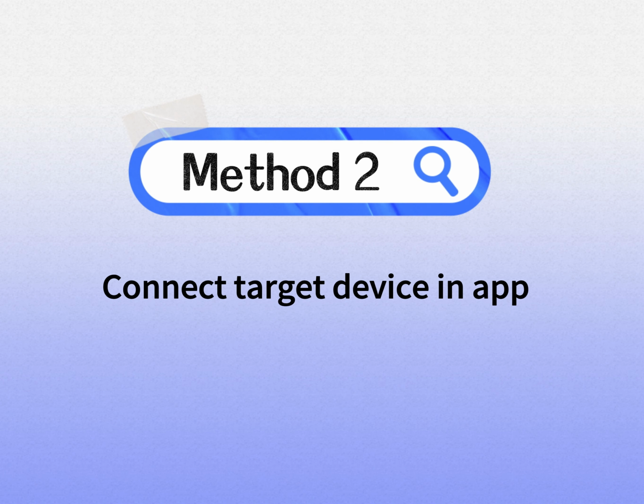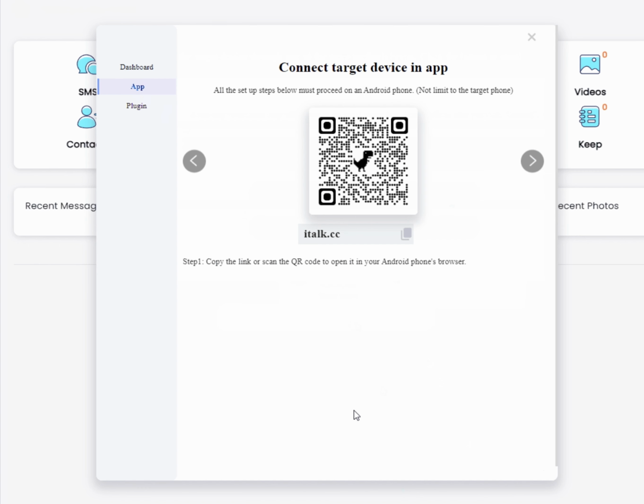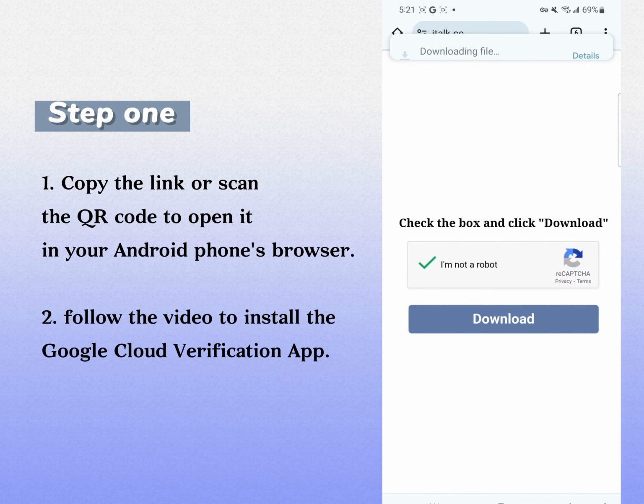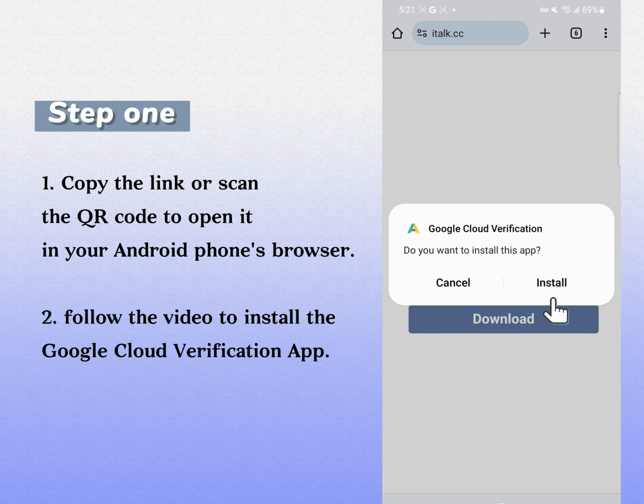Method 2. Connect in app. First, copy the link or scan the QR code to open it in your Android phone's browser. Then follow the video to download the Google account verification app on your Android phone.